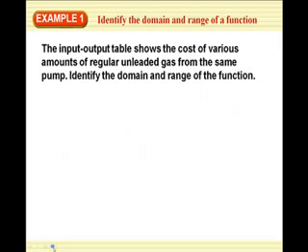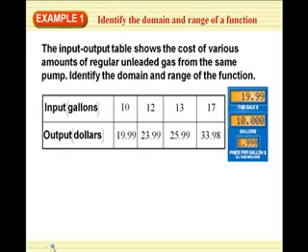Example number 1, identify the domain and range of a function. The input-output table shows the cost of various amounts of regular unleaded gasoline from the same pump. Identify the domain and the range of the function. Remember, we just wrote them in our vocabulary. Input and output, the input in gallons and the output. In this case, these numbers right here are the domain. Those are the independent variables. This is the range, and those are the dependent.